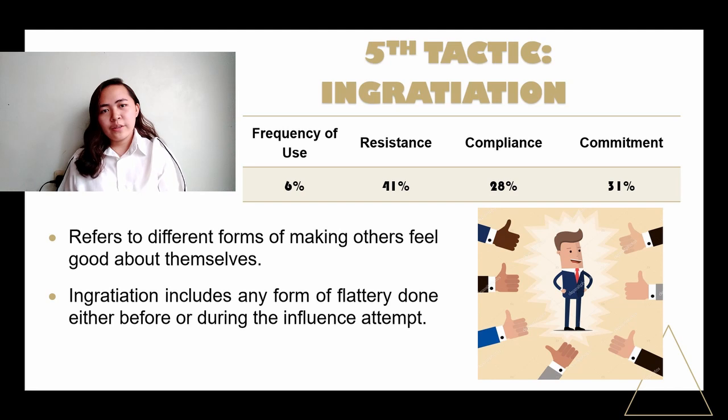So the fifth tactic is ingratiation. It is more likely to result in compliance than in commitment or resistance. This refers to the different forms of making others feel good about themselves. Ingratiation includes any form of flattery done either before or during the influence attempt. The agent seeks to get a target in a good mood or to think favorably of him or her before making a request. So ingratiation can affect individuals.